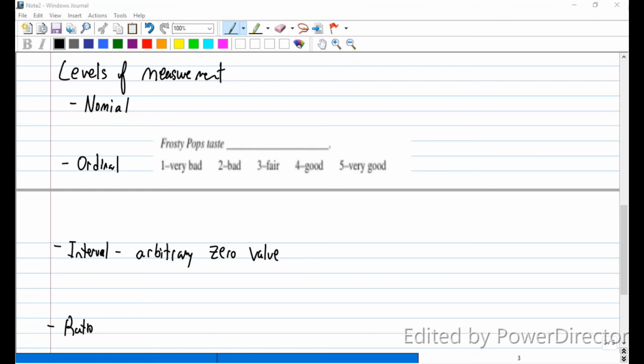All right. The last level is the ratio level. It has all the same properties as the interval level, but it has a meaningful 0. So you can take those differences, but it has a meaningful 0 value.